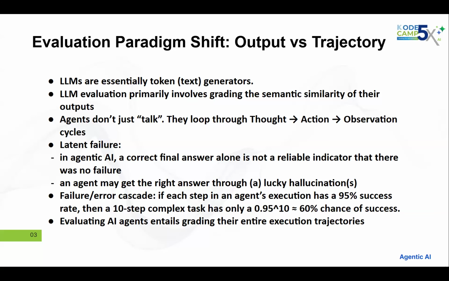And also agents can have latent failure. For example, an agent can maybe hallucinate a correct answer. You may be lucky and it hallucinates and it's the correct answer. It can follow a wrong procedure and still arrive at the correct answer. In that case, is the agent correct?